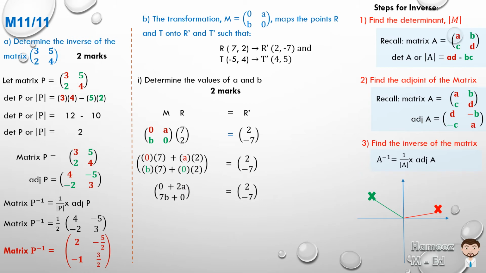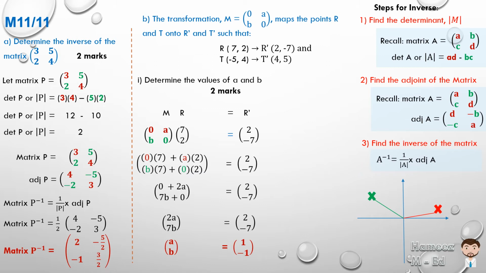0 times 7 is 0 plus 2A. B times 7 is 7B plus 0 is equal to 2, minus 7. And we simplify again. 2A is equal to 2 and 7B is equal to minus 7. Now you can work this out on one side, but I think we can work this out easily here. If 2A is equal to 2, what is A equal to? A is equal to 2 over 2, which is 1. And if 7B is equal to minus 7, what is B? B is minus 7 over 7, which is minus 1. So we got A and B as 1 and minus 1.